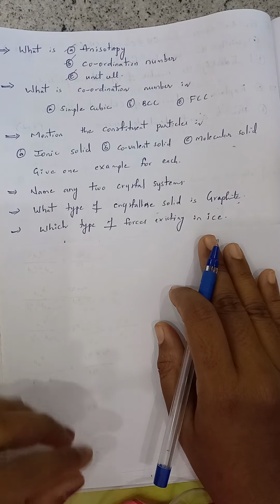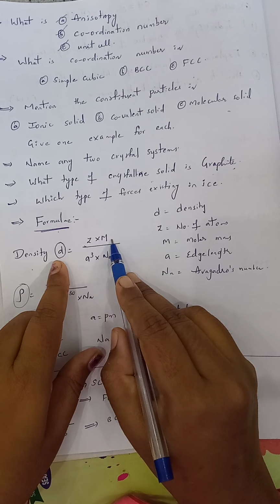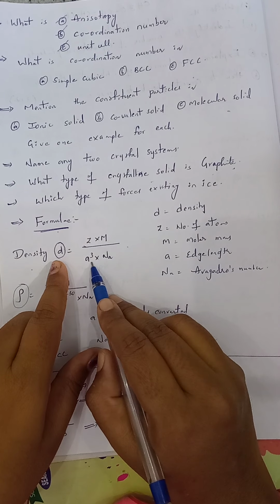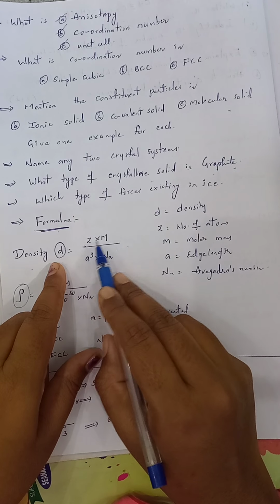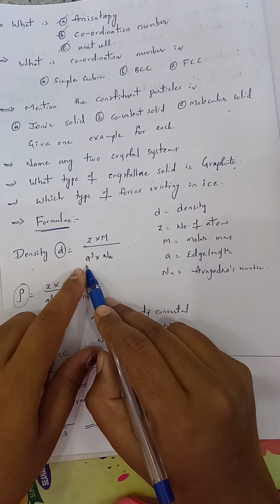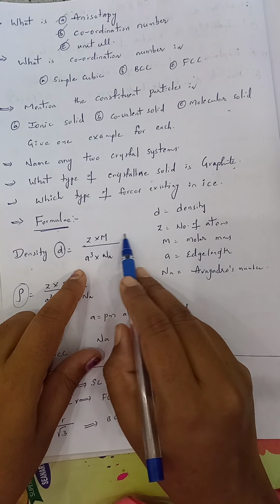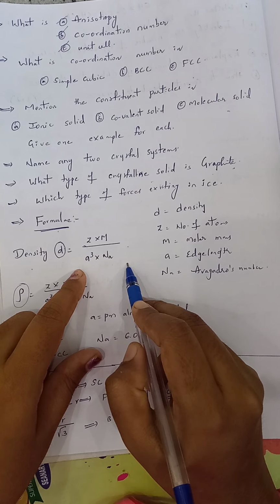First, the formula based on density. Density numericals can be asked. Density is always indicated either by D or by rho. D is equal to Z into M divided by a cube into Na. The density of a cell is always equal to Z into M divided by a cube into Na, that is, the mass of the unit cell divided by the volume of the unit cell.